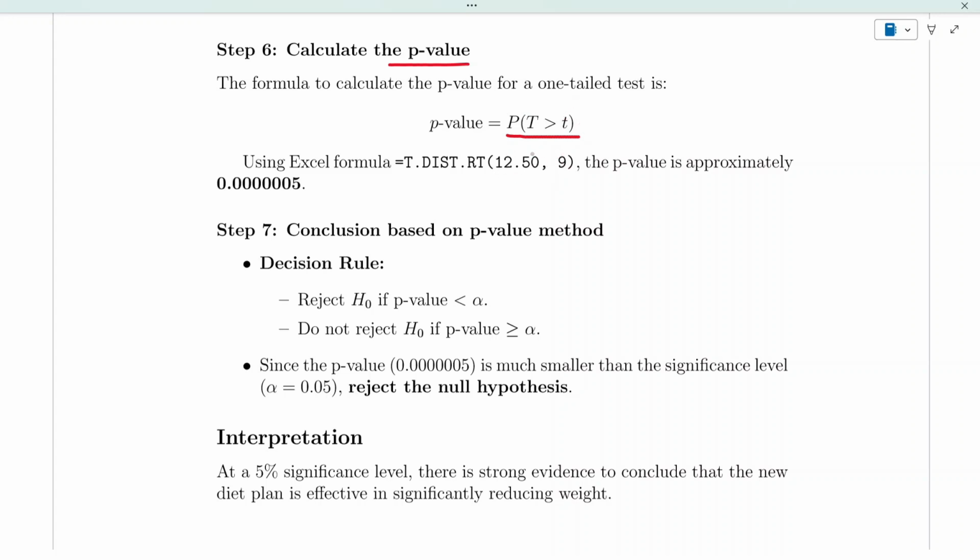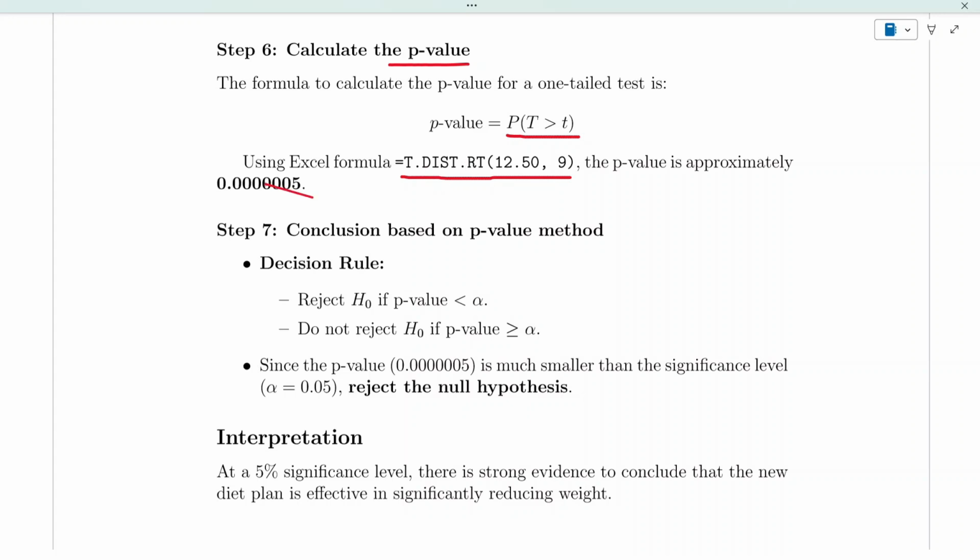This p-value can be calculated easily using the Excel formula. The formula is T.DIST.RT(12.5, 9). Here DIST stands for distribution and RT stands for right tail. Using this Excel formula, the p-value comes out to be approximately 0.